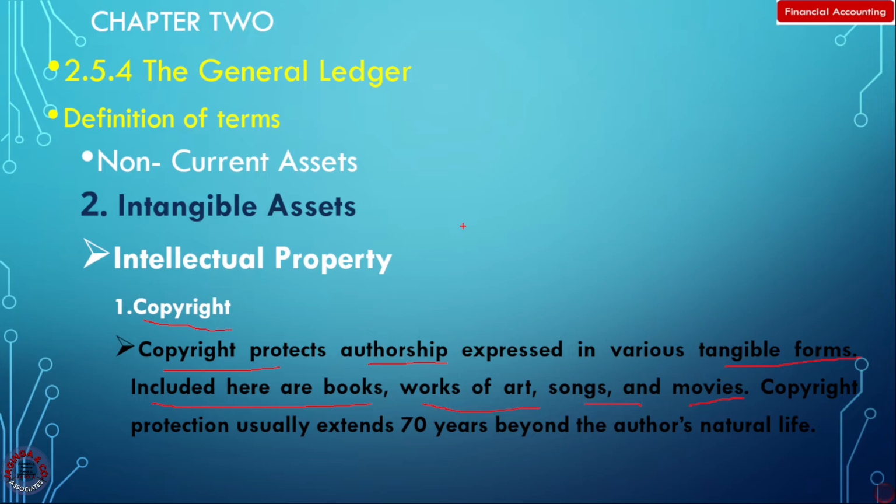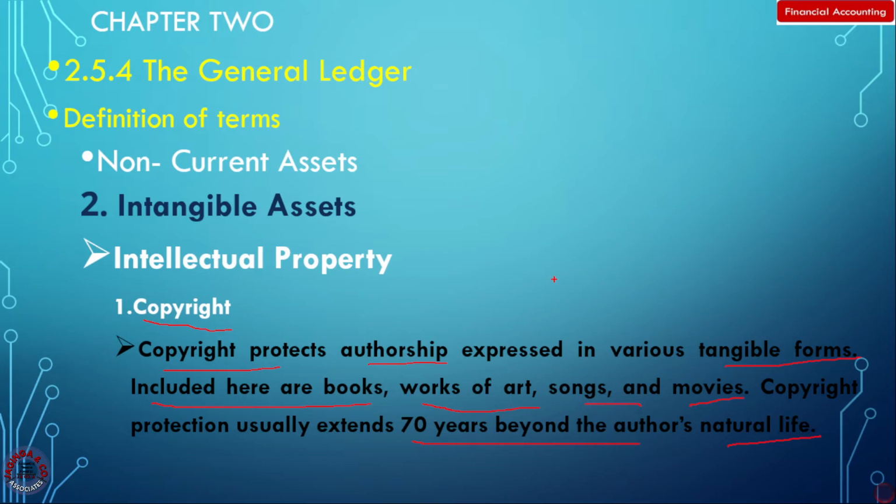Maybe it's a song. So that song, when it is being played, somebody cannot just use that song anyhow. So you have the copyright protection of that song. The same applies to movies. So you cannot download a song, this is an example, from maybe YouTube and then use that song as if it is yours, because it has copyright protection. The same applies to movies. So we are saying that copyright protection usually extends 70 years beyond the author's natural life.